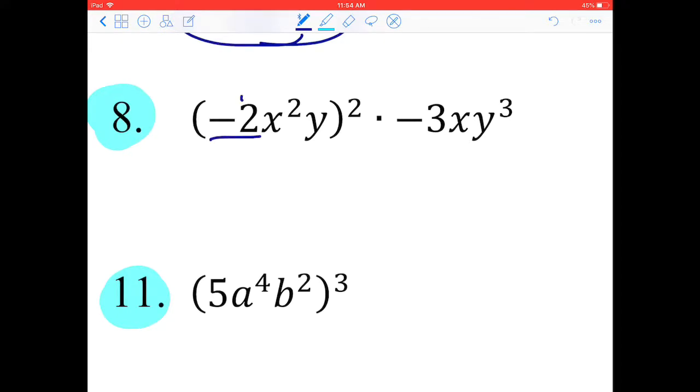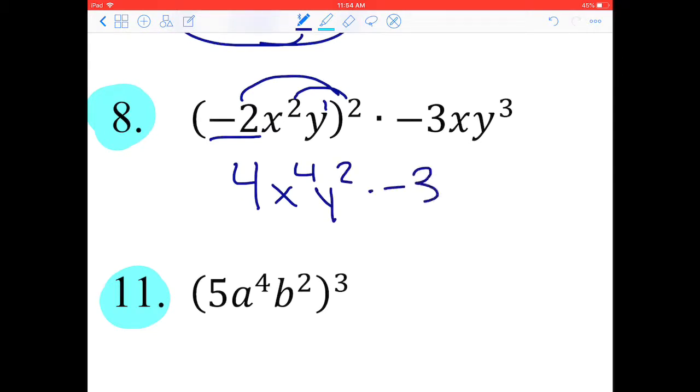Coefficient, we have to square it first. Remember, follow PEMDAS. PEMDAS says that you always start with your exponent. So any parentheses with an exponent on the outside, that's where you need to look first. So negative 2 squared is positive 4. And then you're multiplying exponents. So x to the 4th power. And then y, 1 times 2 is 2. And now we'll do the multiplication times negative 3xy cubed.